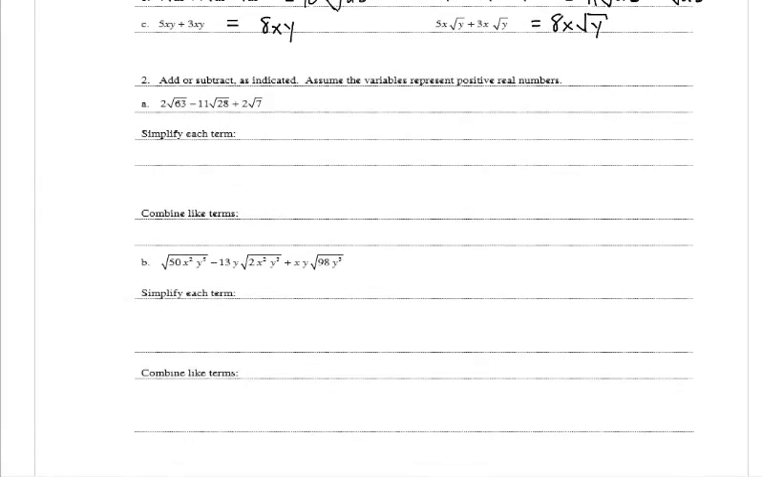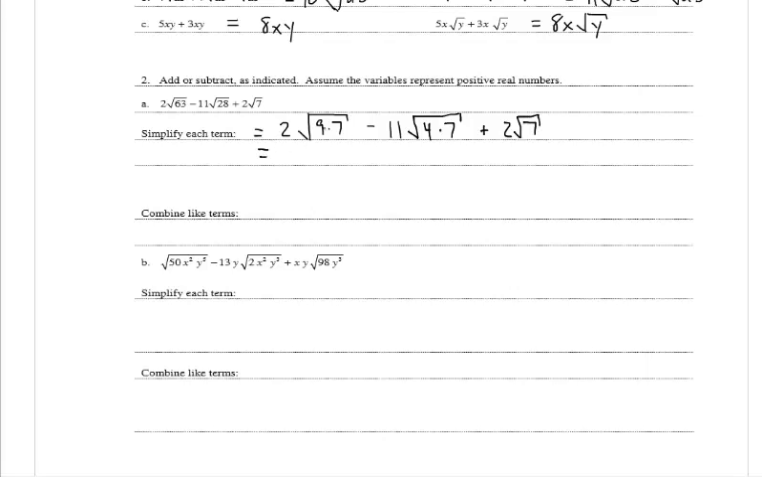And in 2, it wants us to add or subtract as indicated. Assume the variables represent positive real numbers. So we have 2 times the square root of 63 minus 11 times the square root of 28 plus 2 times the square root of 7. And we want to simplify each term. So for the first term, 2 times the square root of 63, we could write that as 2 times the square root of 9 times 7 minus 11 times the square root of 4 times 7 plus 2 square root 7.